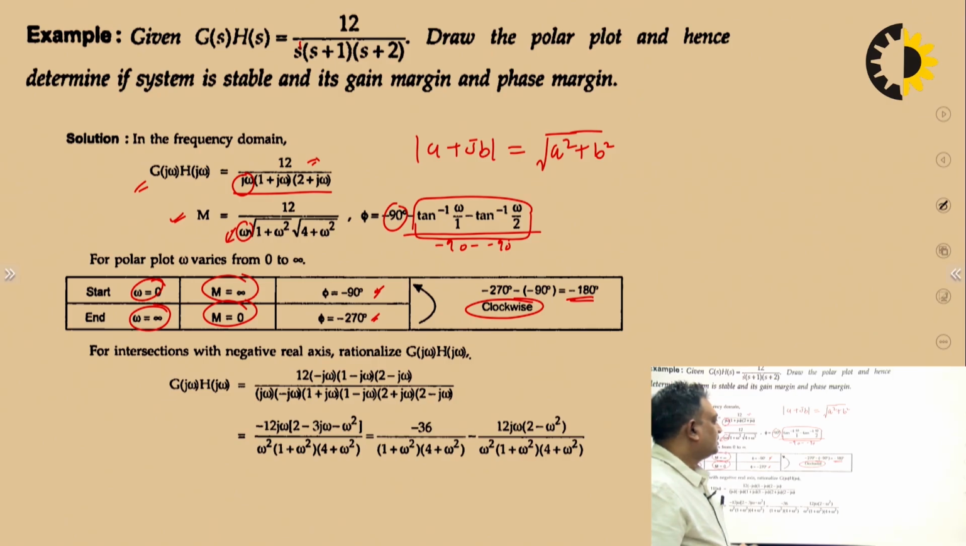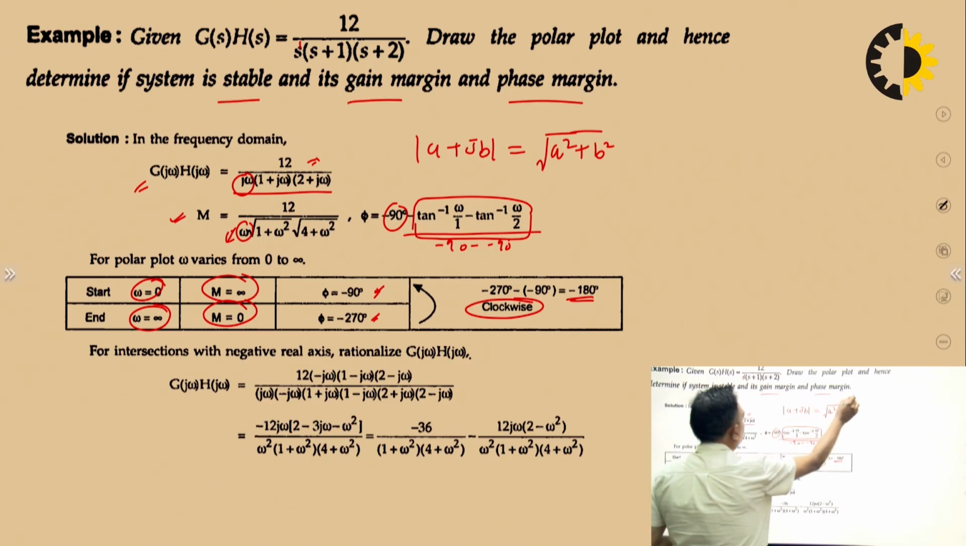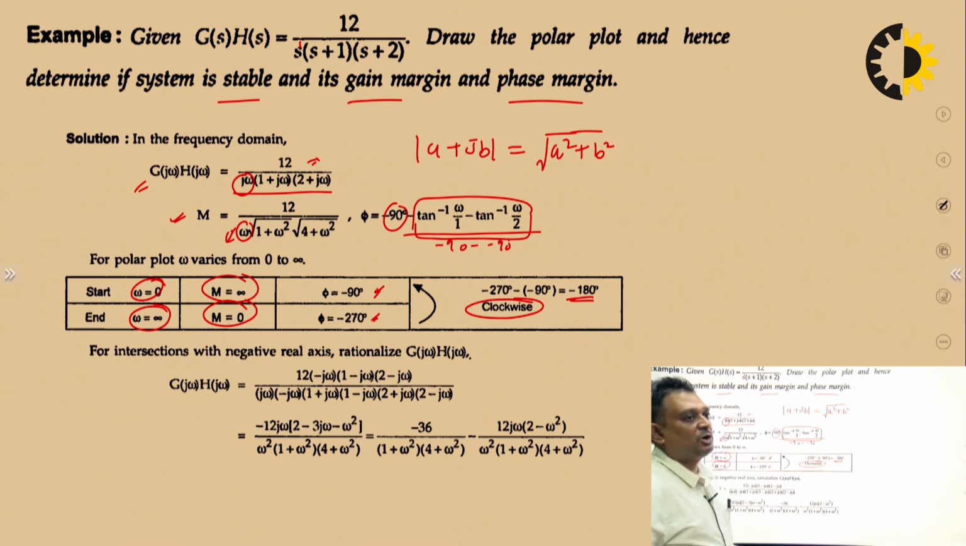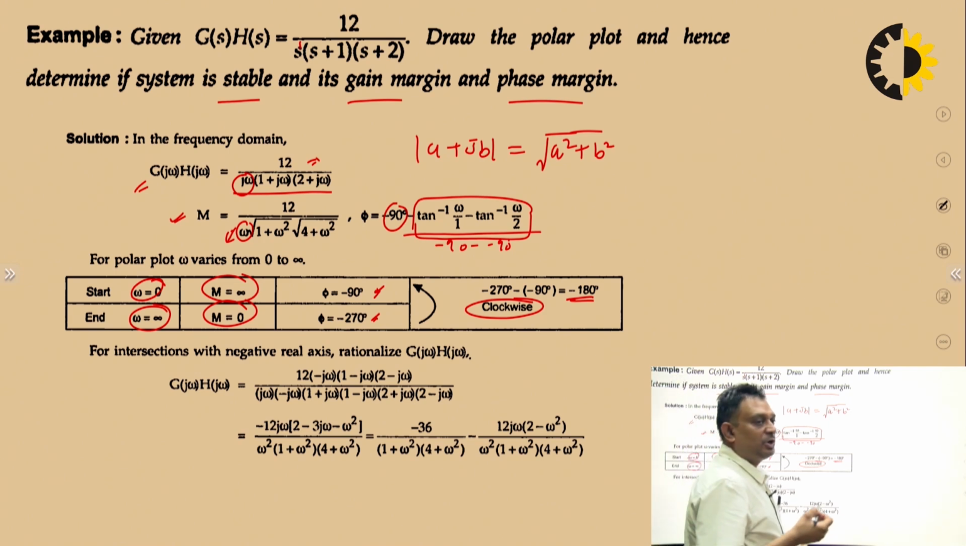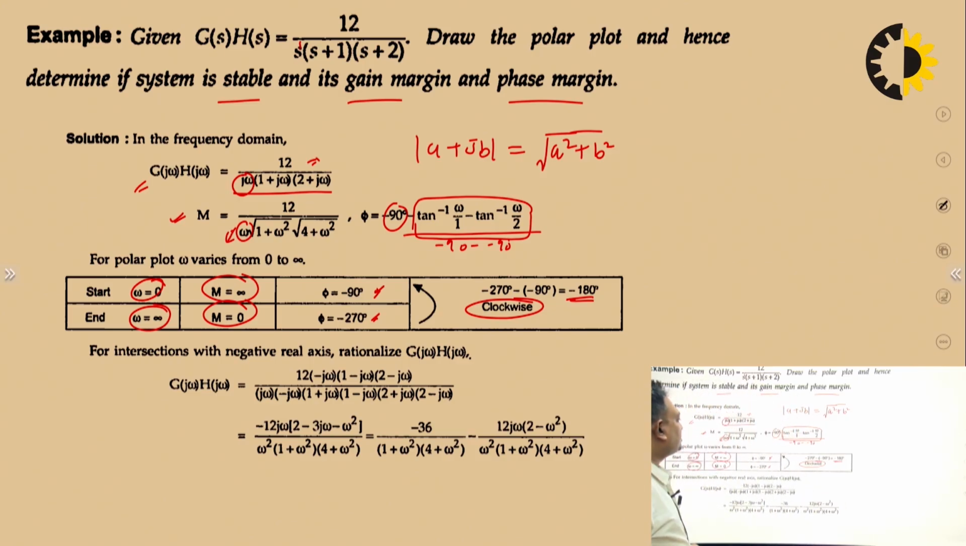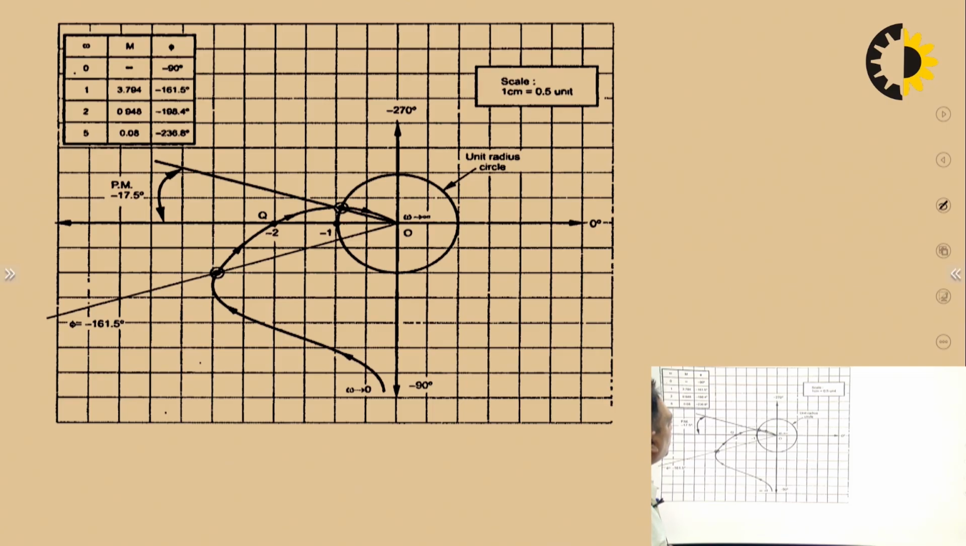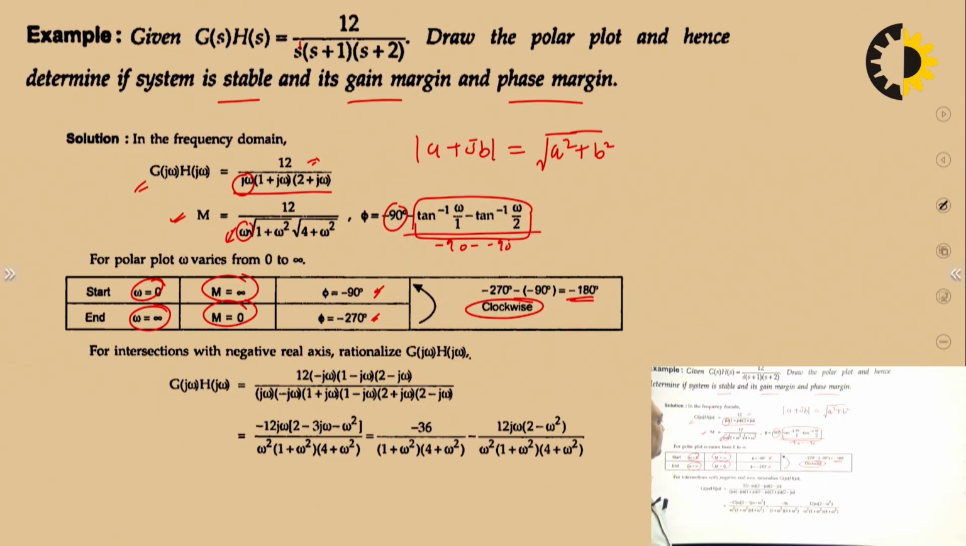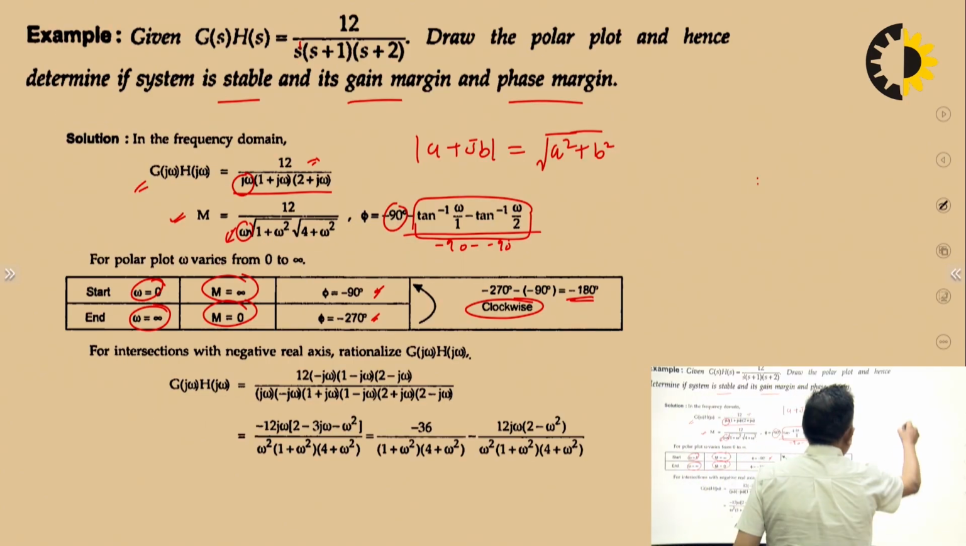As we are interested in finding out the stability, and also gain margin and phase margin, we will make the polar plot, but we are also interested in where this polar plot cuts the negative real axis. So you can see the polar plot. This is the polar plot. We have drawn this polar plot on exact graph paper so that the calculation of phase margin can be done easily.